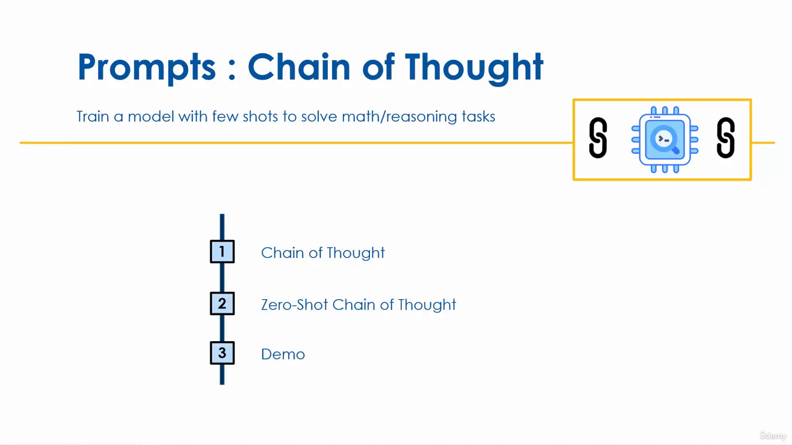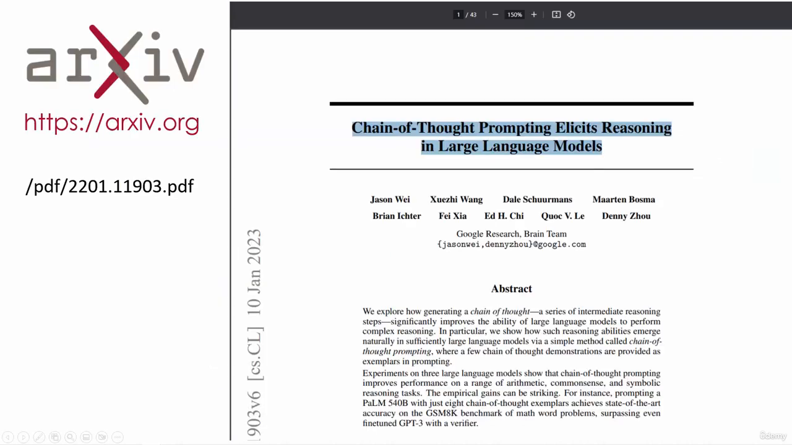To make things clear, I'll demonstrate this technique with the Hugging Face Google Flan T5 XXL model. The chain of thought approach was shared by a group of Google researchers in a paper titled Chain of Thought Prompting Elicits Reasoning in Large Language Models. This paper is available on the arXiv website.